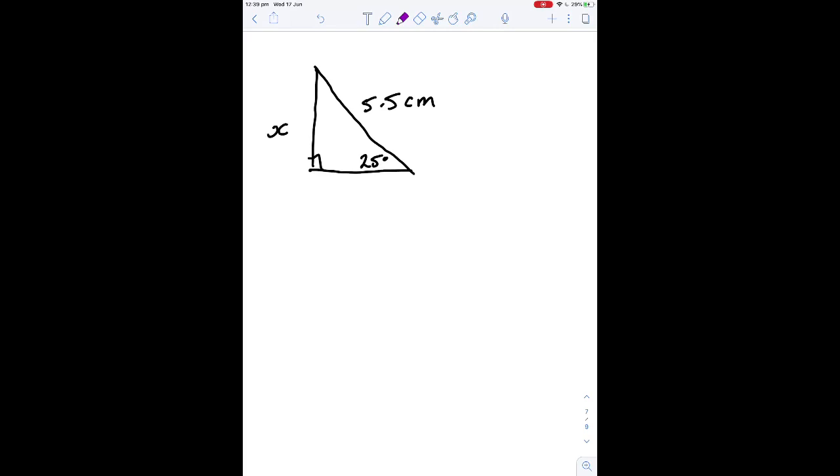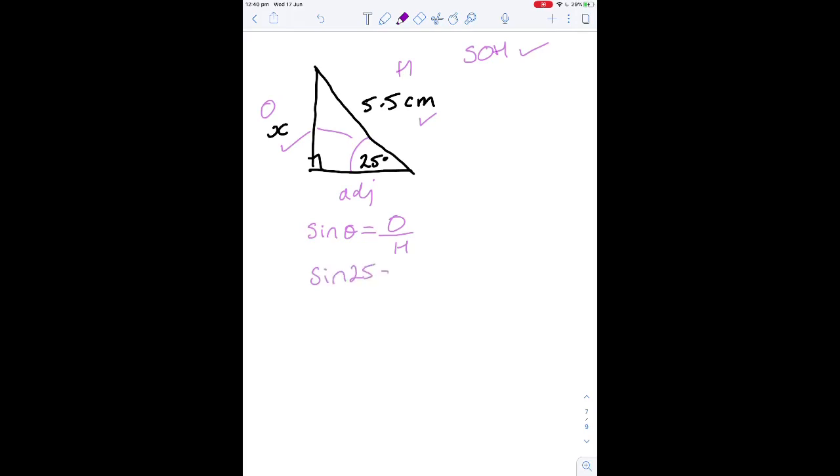So always first things first, label according to theta. So that's going to be my opposite, my hypotenuse, the longer side, and this is my adjacent. Tick the sides you have information for. So that's O and H. The only one that uses O and H is sine. Write out the ratio. So sine theta is opposite over hypotenuse.